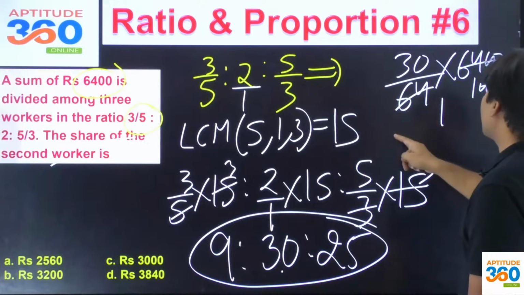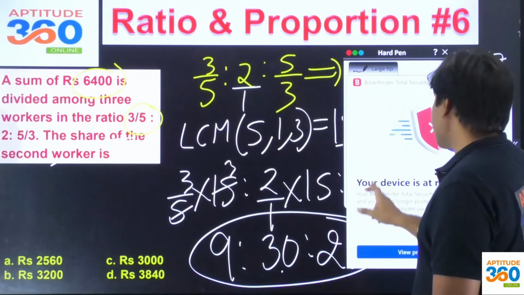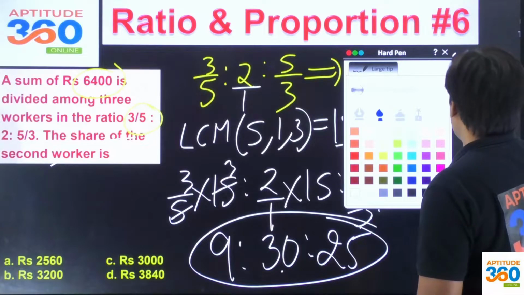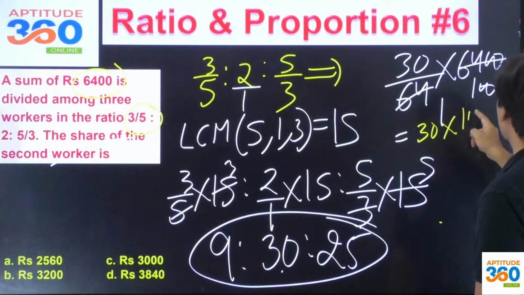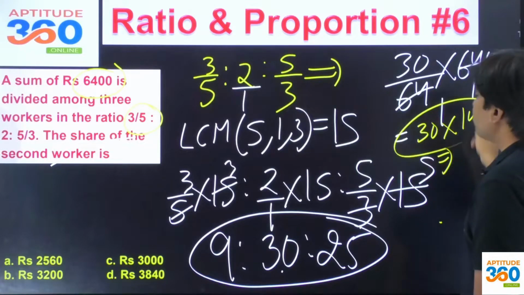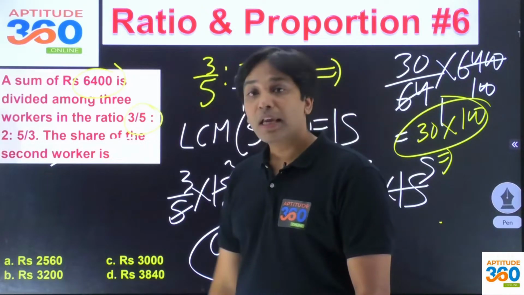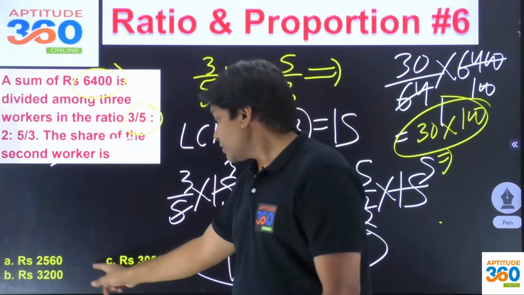सो दिस इज गोइंग टू बी व्हाट? 100. द वैल्यू कम्स आउट एज 30 into 300 which is, now you know what is the answer? Is that okay? 3000.